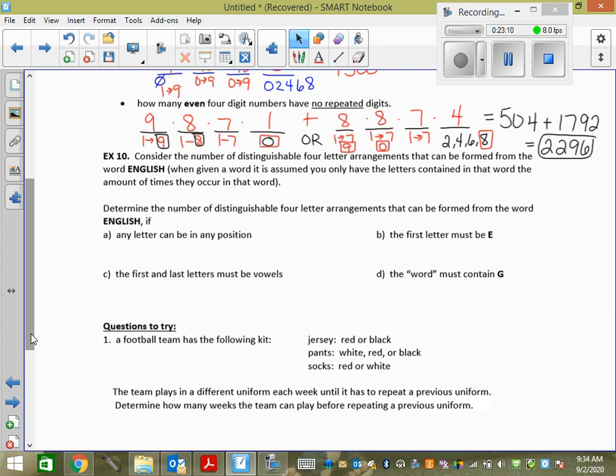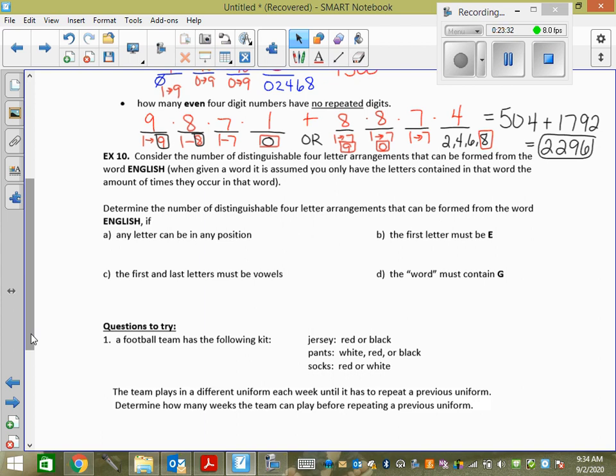Okay? So in this case, do I have any doubling or tripling letters? Nope, I don't have options for it. I have one of each. How many letters do I have in English? E-N-G-L-I-S-H. I have 7, right? So I have 7 to choose from, that's it. So let's read through this.